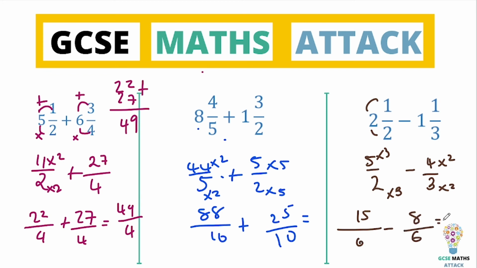And now I can subtract them. 15 take away 8 is 7 over 6. I can change it to a mixed fraction if I want to. 1 times 6 is 6, and 1. So my answer will be 1 whole 1/6.